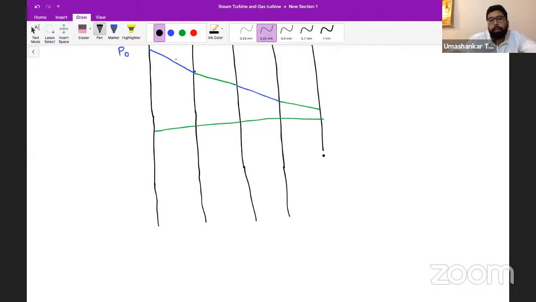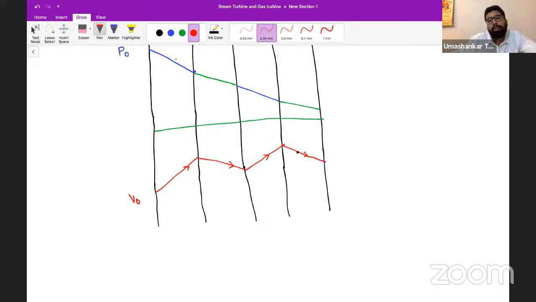What is going to be the pattern of the velocity? We have the entry velocity as V naught. We have seen that in the fixed blade the velocity will increase, in the moving blade the velocity will decrease. In the fixed blade again the velocity will increase, and in the moving blade again it will decrease.